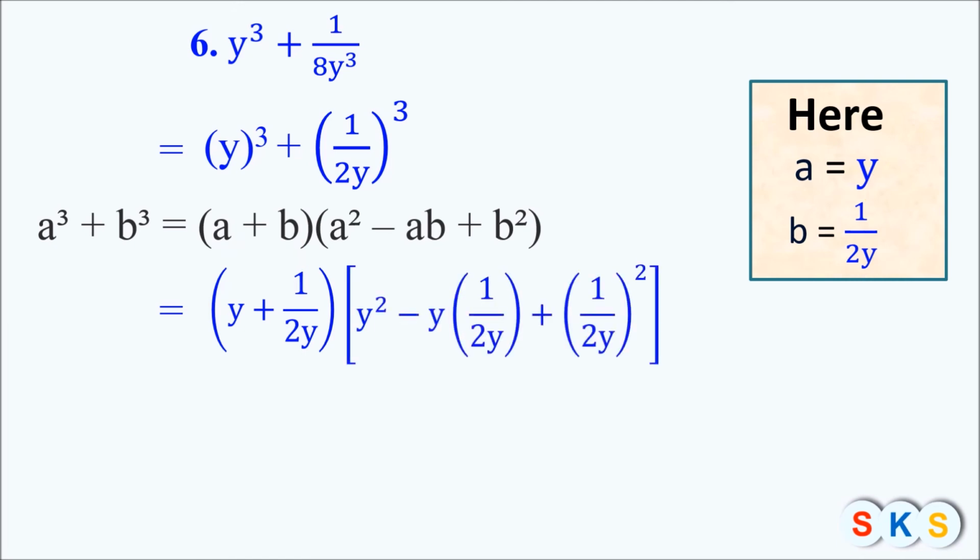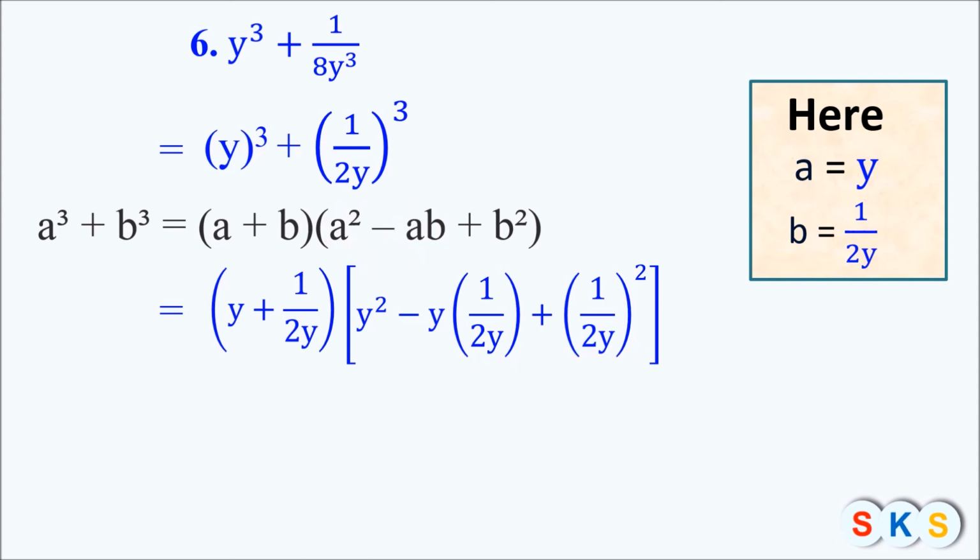Okay, so we will get here y square minus y into 1 upon 2y plus 1 upon 2y the whole square. Let's see over here how I have substituted the values of a and b. Here the first term is a square, and what is the value of a? You can see in the box it is y. So in place of a I have written y the whole square. And here we have ab. ab means a into b. You can see in the box a is y and b is 1 upon 2y. So a into b we will get here y into 1 upon 2y, right? And here we have b square, and b means 1 upon 2y. So we'll get here 1 upon 2y the whole square. After this we will simplify it further.